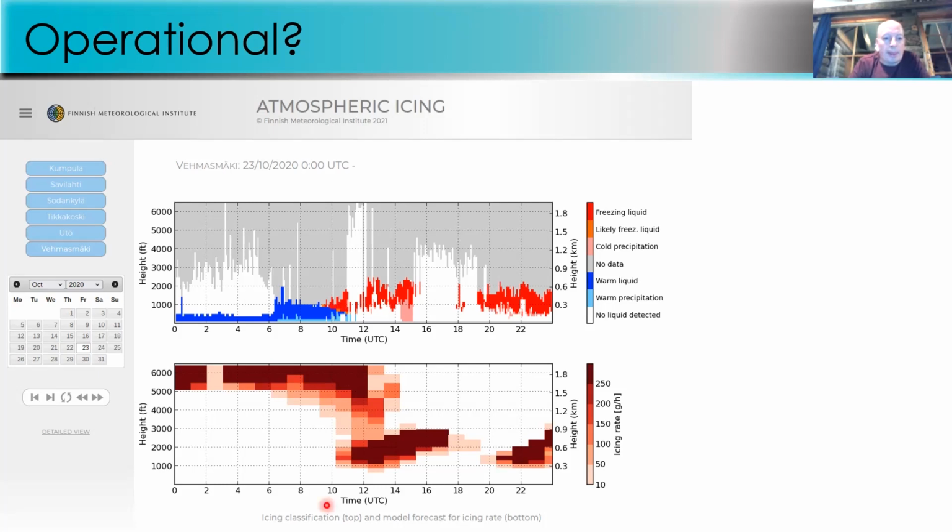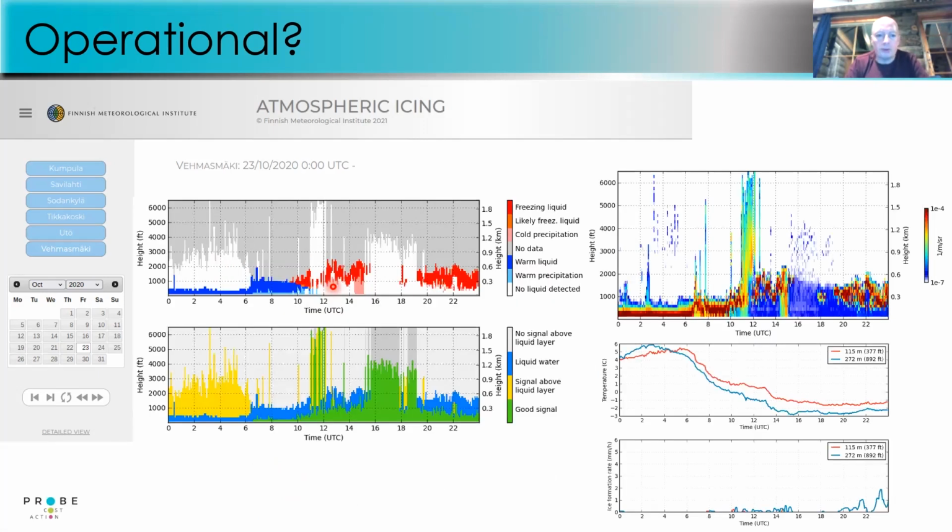Okay, and actually you can see the icing rate from the model seems to be doing rather well with what we think we're seeing in the observations. And again, you can see even in this particular case, the icing rate from the model isn't too bad. Okay, so this is what we tend to show for the forecasters. It's quite a simple view.